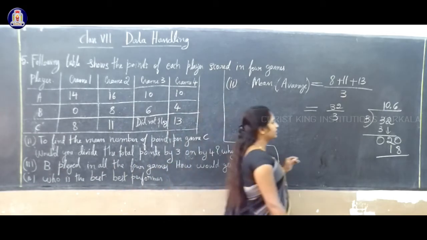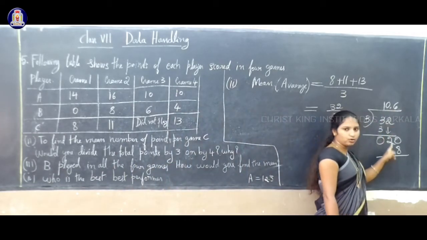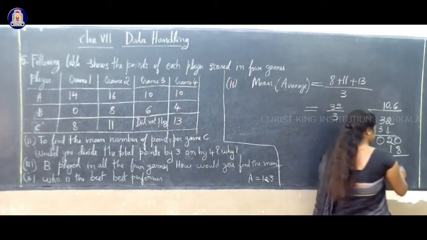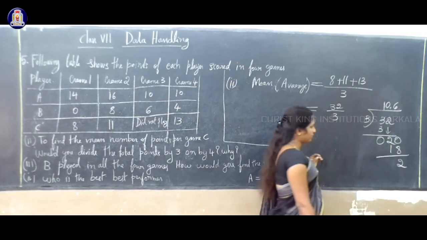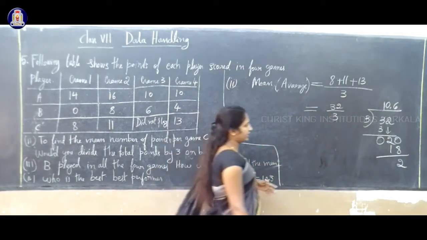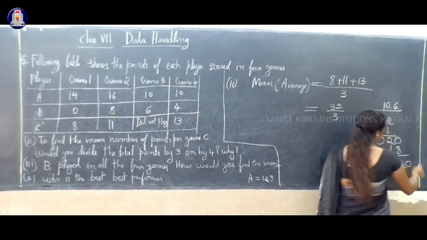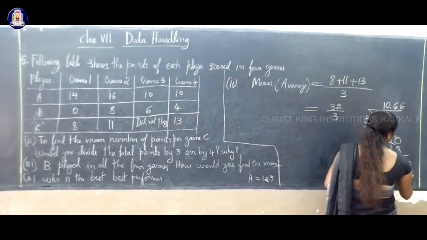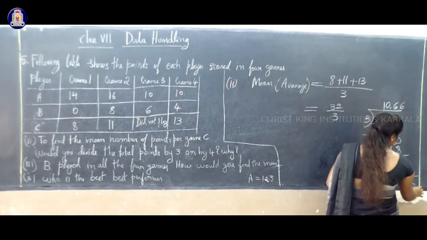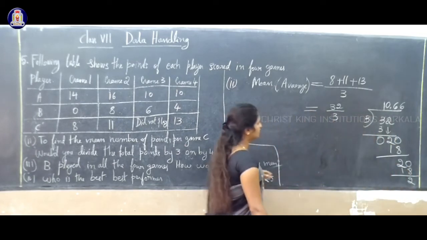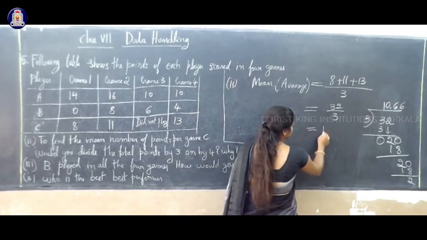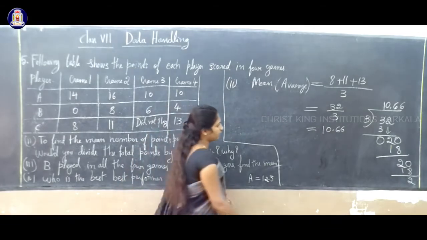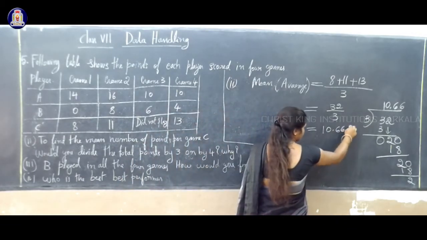So what can we write? 3 sixes are 18. Now we subtract 20 minus 18, that is 2. You can divide again, you get 20. Now 3 into 20: 3 sixes are 18. Again, 3 sixes are 18, so the remainder we get is 2. So the answer is 10.66, that means 10.7. You can write 10.6 is enough. If you continue, we get 6666.